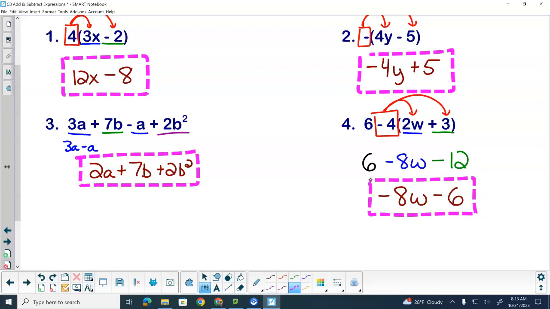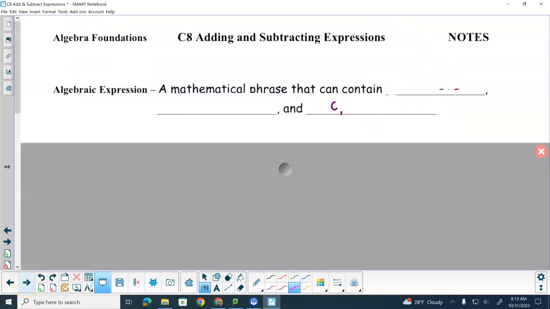Okay. All right. Good warm-up. Got a little bit of writing to do today.